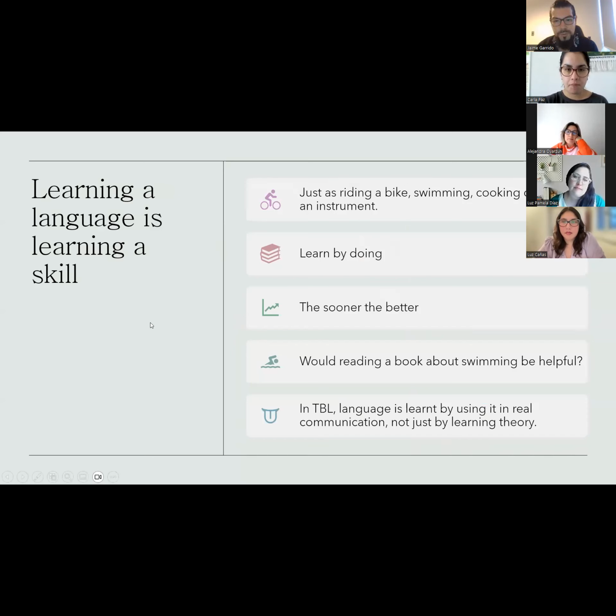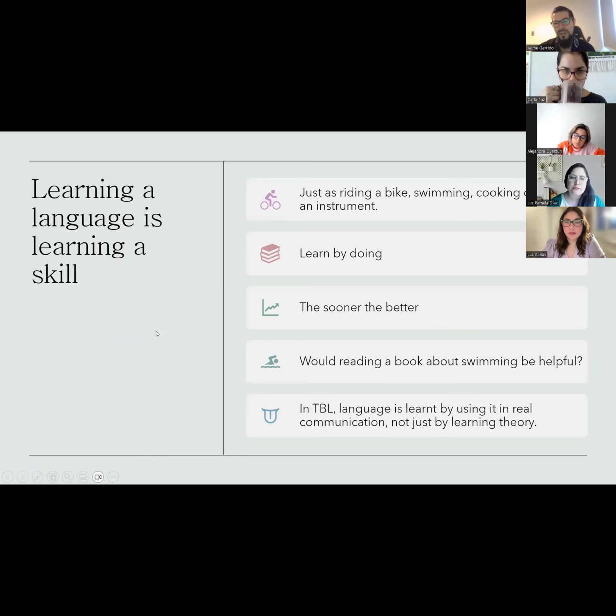Those are skills, okay? So learning a language is also learning a skill. Just like riding a bike, swimming, cooking, playing an instrument, you learn by doing, okay? And as Luz and Alejandra shared, they started learning at a very young age. So the sooner we start doing it, the better, right? Research has proven that the sooner you start learning a language, more than one language, the better, because our brain is just like a sponge and we're absorbing everything that is coming to us, right?